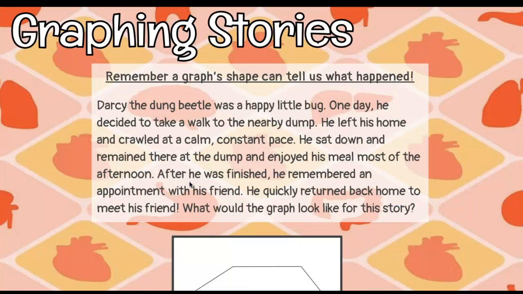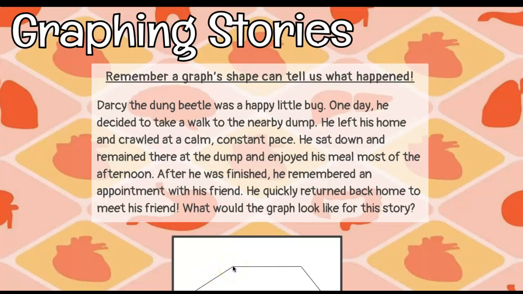This last slide tells you about a graphing story and how graphing stories can help you understand how you should graph. So for example, you can read a story and then graph the motion of the object based on what's happening. So the graph down below is going to go along with this story. Darcy the dung beetle was a happy little bug. One day he decided to take a walk to a nearby dump. He left his home and crawled at a calm, constant pace. So he leaves his home and goes up, constant pace, right?